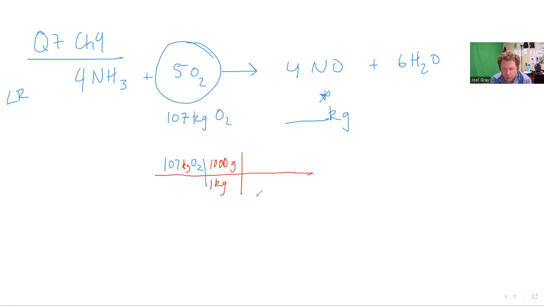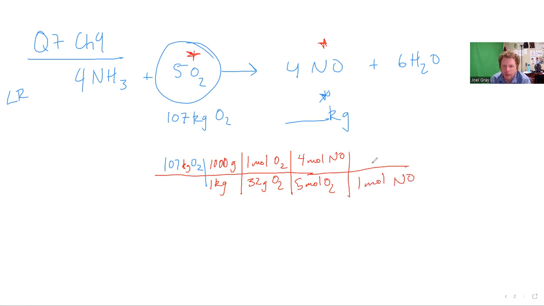So now that I've got it in terms of grams, I can say my molar mass of O2, which is 32 grams of O2, is 1 mole of O2. Now I can use my ratio between O2 and NO, my molar ratio. So 5 moles of O2 is 4 moles of NO. 1 mole of NO has a mass of 30 grams of NO.